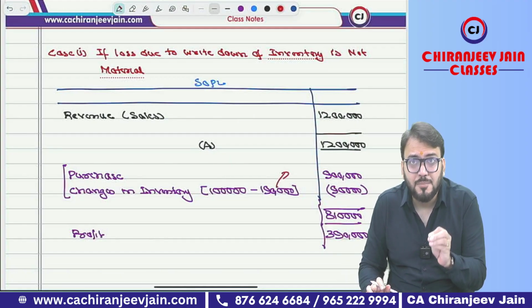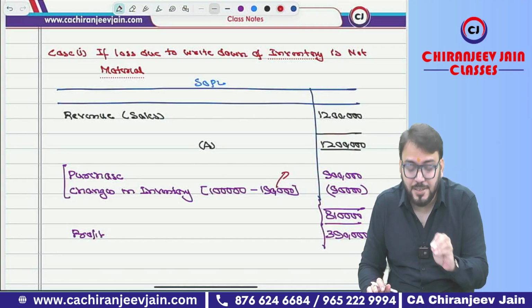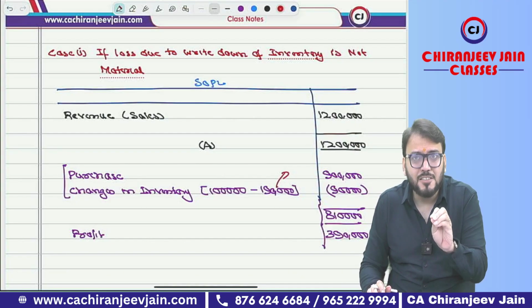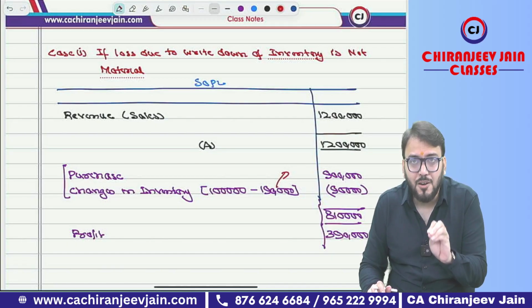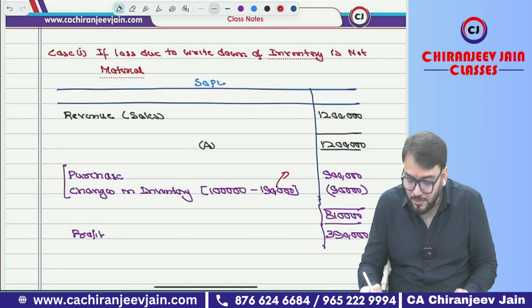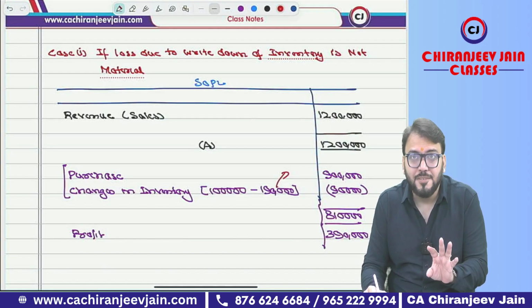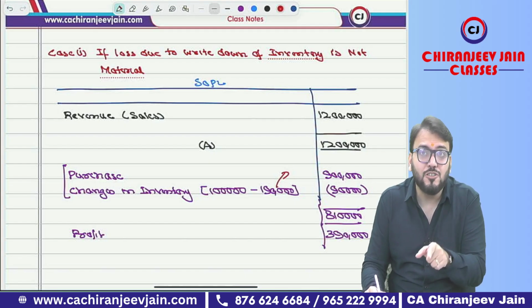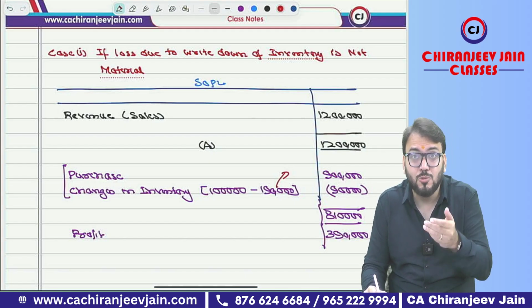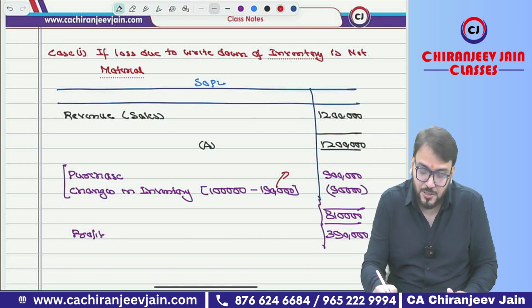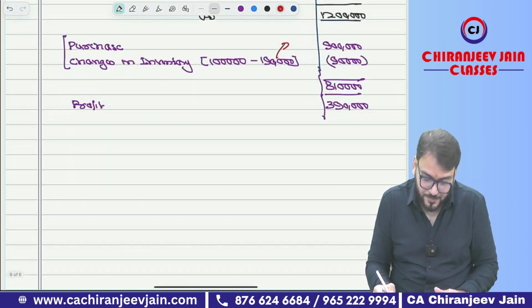But just try to understand, if the loss due to write down is material, should such information be given to the user of financial statements or not? Are you getting what I am saying? Suppose it is material, then that information should be given to the user of financial statements so that they can make rational decisions. So our presentation will change.